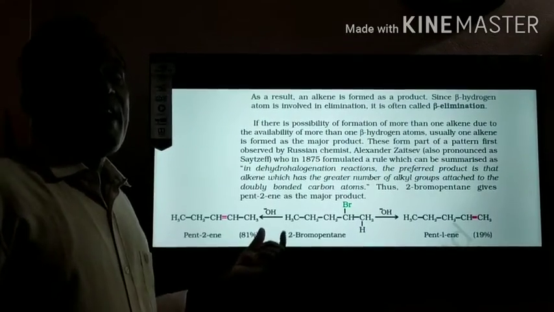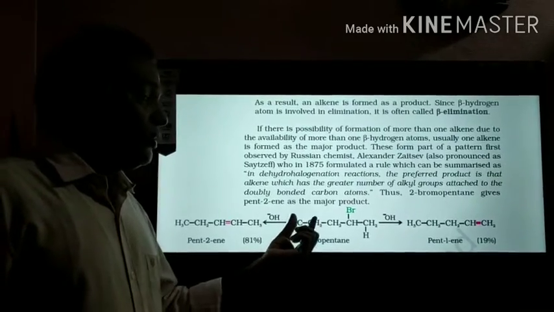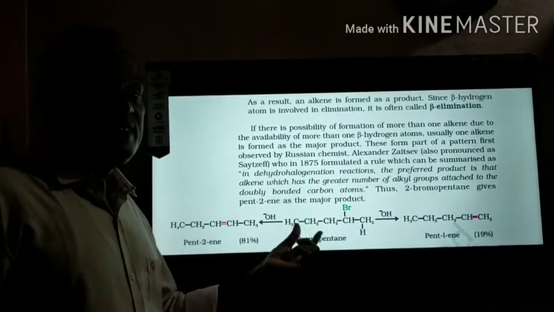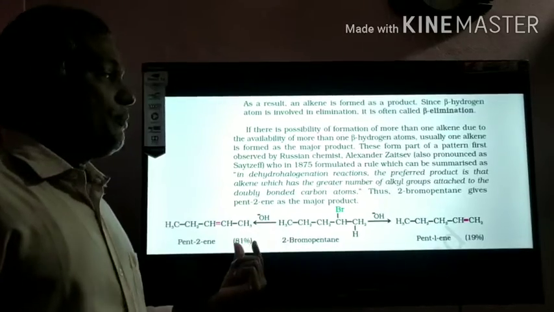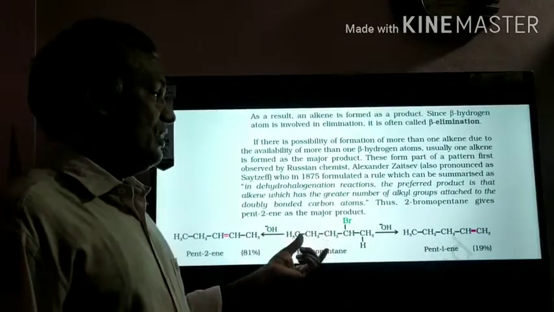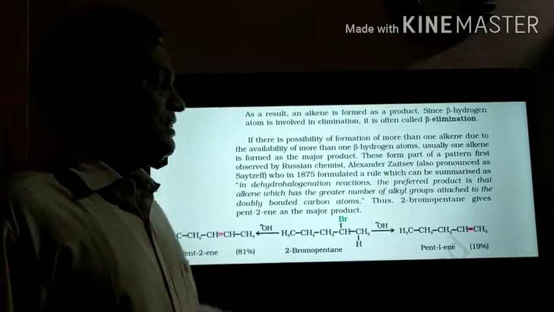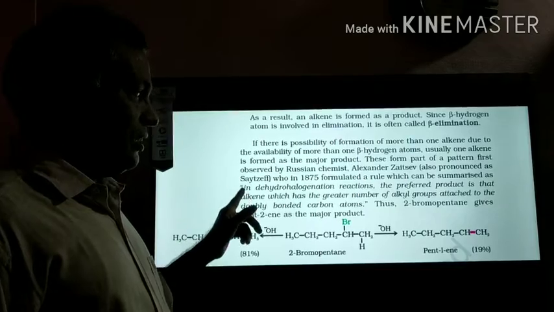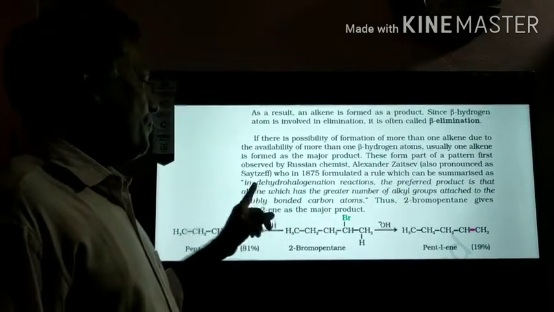When the reaction takes place, if two different alkenes can form, then we have to decide which will be the major product and which will be the minor product. So we have to see that. One Russian chemist, Alexander Saytzeff, also spelled Zaitsev or Sergeyev, gave a rule for this. Let us see what he stated.